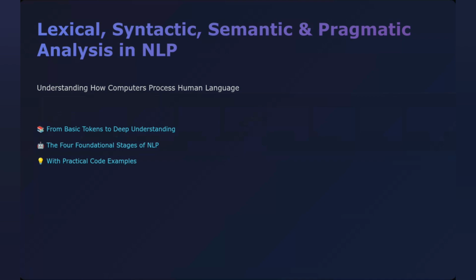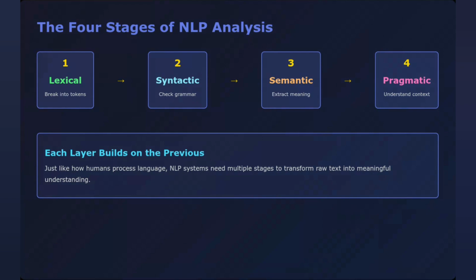Before we dive into each stage, let's get the big picture. Natural language processing uses 4 hierarchical layers of analysis. First, lexical analysis breaks down raw text into tokens. Think of it as chopping up sentences into digestible pieces. Then, syntactic analysis checks if those pieces follow grammar rules, like a grammar teacher checking your homework.